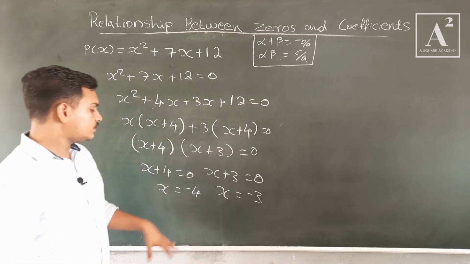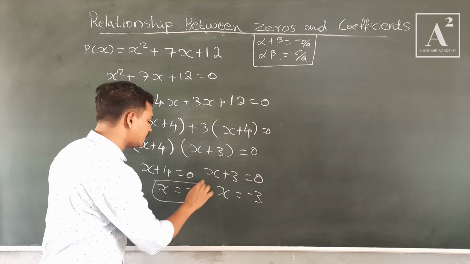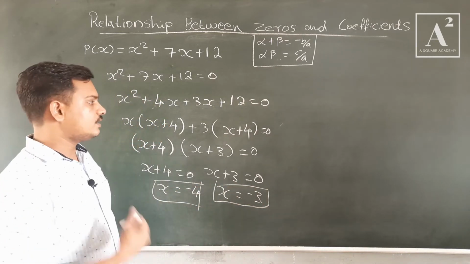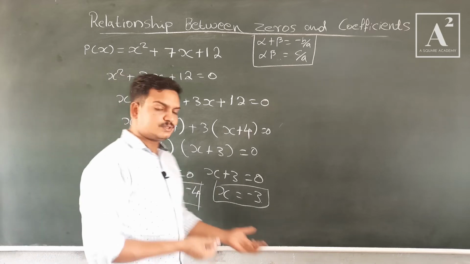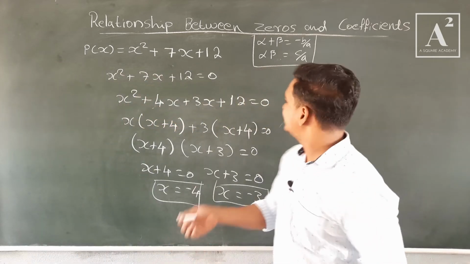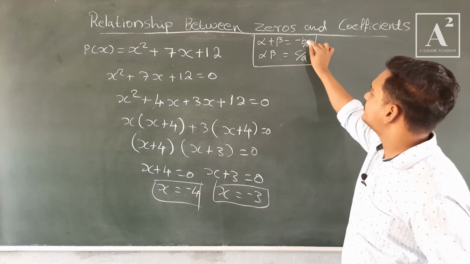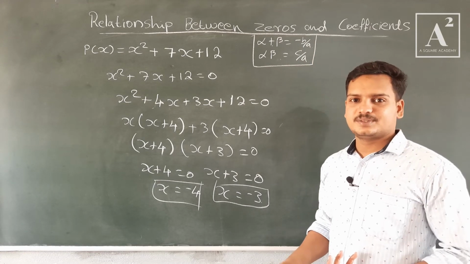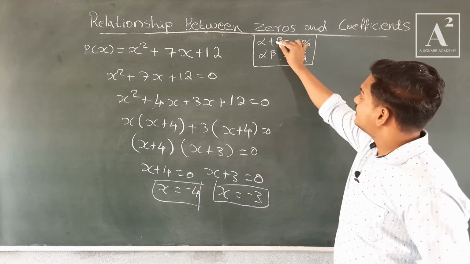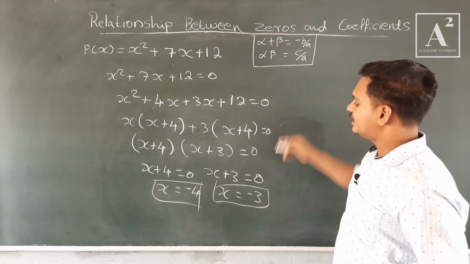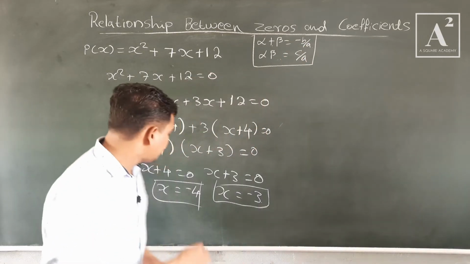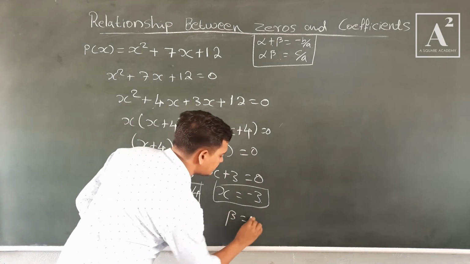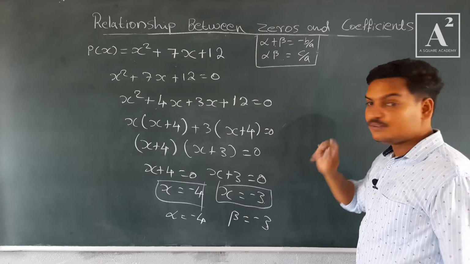Okay, so in this question we got these two zeros. Now this is a very good example to verify our previous expression. The previous expression, sum of the zeros is minus b by a, that we can verify. So how can we verify that? Just take alpha plus beta. Here we can write alpha is equal to minus 4 and beta is equal to minus 3. So now we can verify for that.